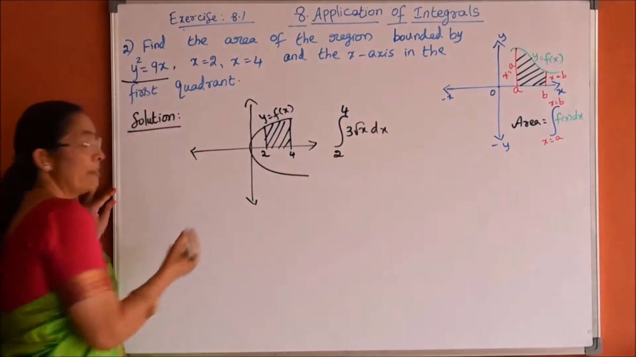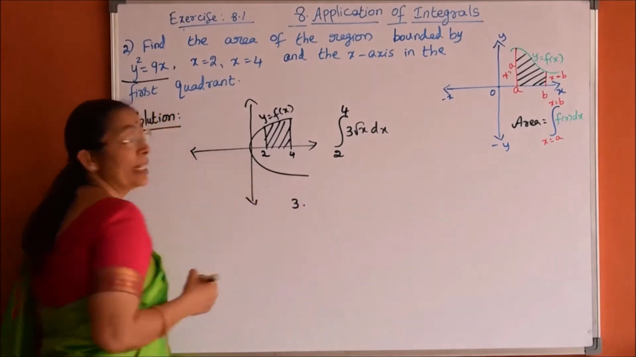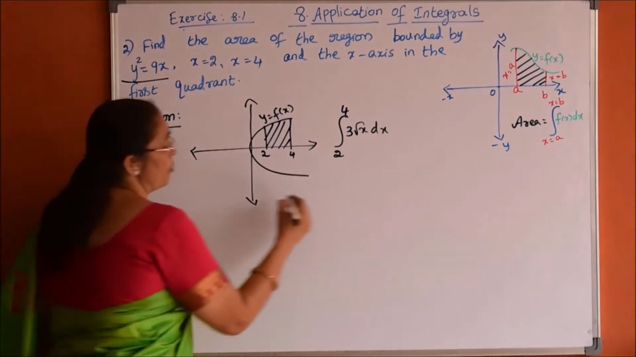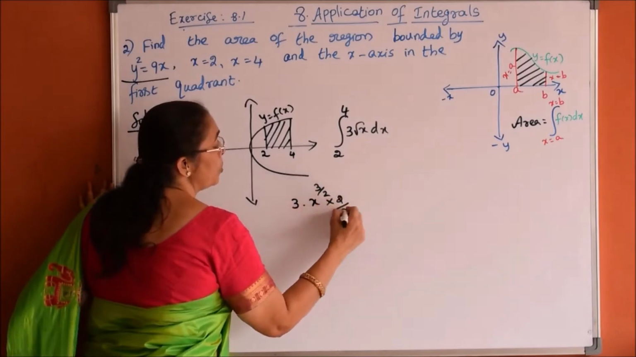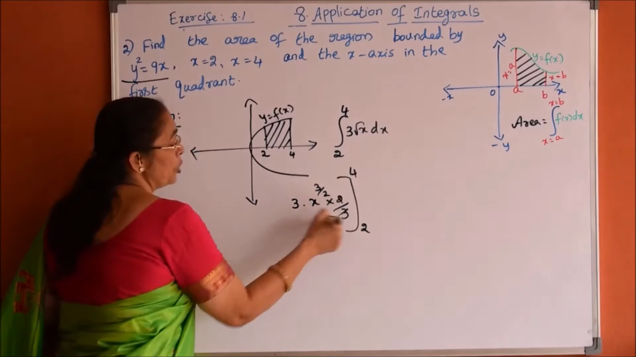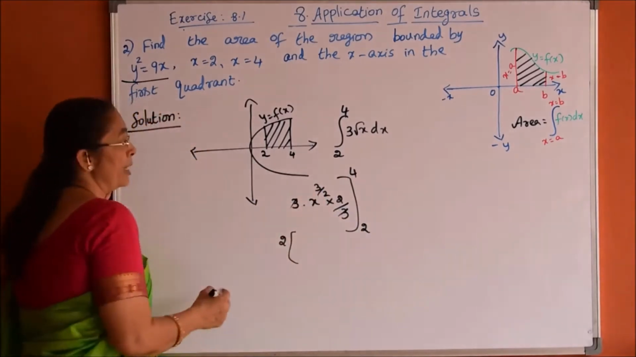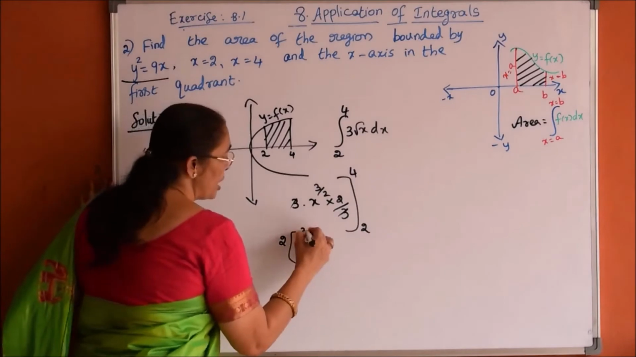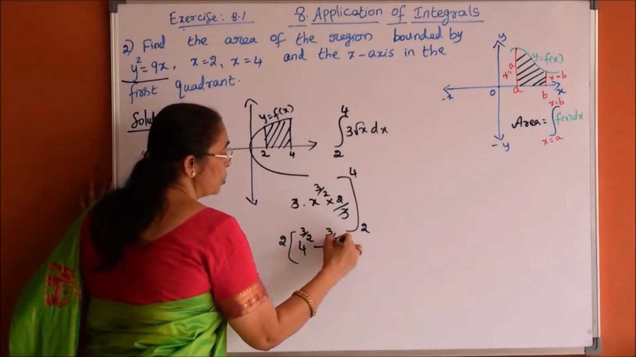So, now evaluating this integration, 3 times 3 into integration of root x, x to the power of half, that is it. So x to the power of 3 by 2 into 2 by 3 and the limits are from 2 to 4. So this 3 will get cancelled. 2 into x to the power of 3 by 2.